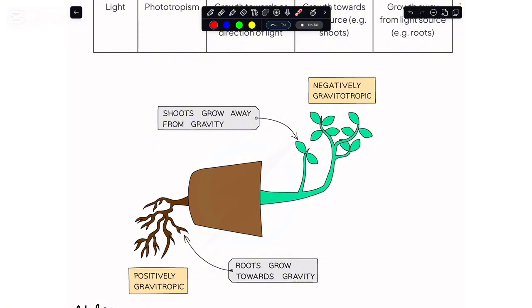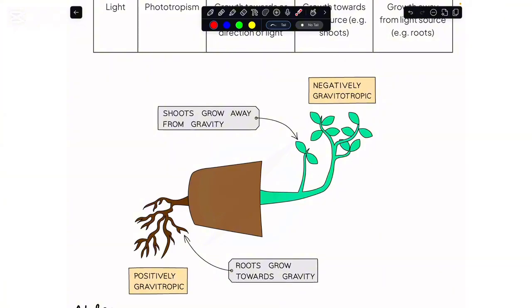Likewise, if I were to talk in context of the gravitational force that we have with us, the gravity is working this way, and the shoots are growing away or growing against the gravitational pull. So in terms of the gravity, we would call the shoots' response negative gravitropism. And now in context of the roots, with respect to the gravitational pull, they are growing in the direction of the gravity. So we would say that these roots are exhibiting positive gravitropism.